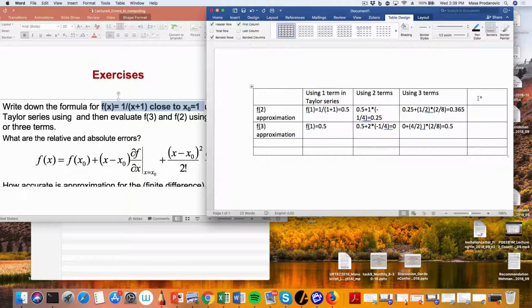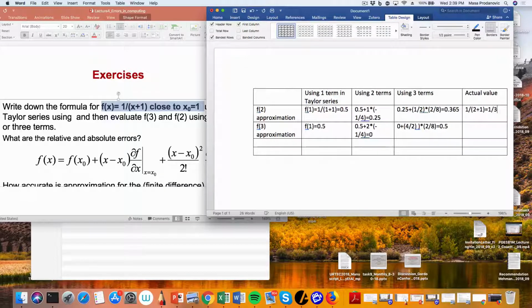What is the actual value? 1 divided by 2 plus 1, right? So that's 1/3, 0.3333 and so forth. Shouldn't that be 0.375? Yeah, for using 3 terms of 2. 1/4 times a half is 1/8. 0.75, yes, thank you. Oh, that was a test.